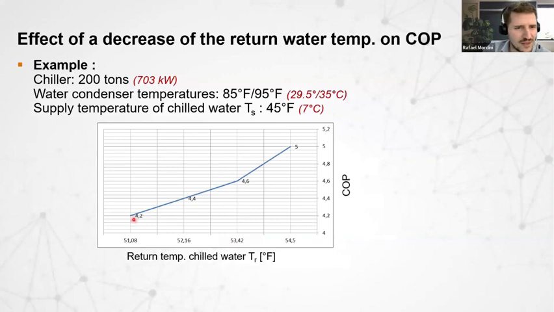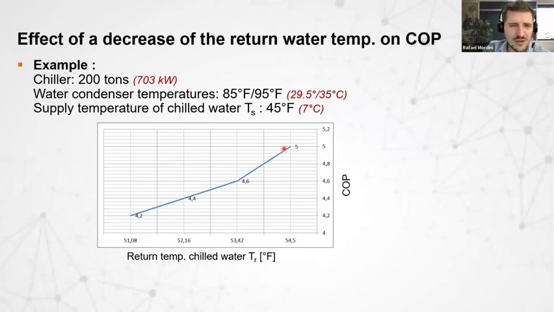Okay, perfect. We can take a look at how the COP goes down as we decrease the return temperature. So if you have a return temperature of 54.5 degrees, we will keep the COP of 5.